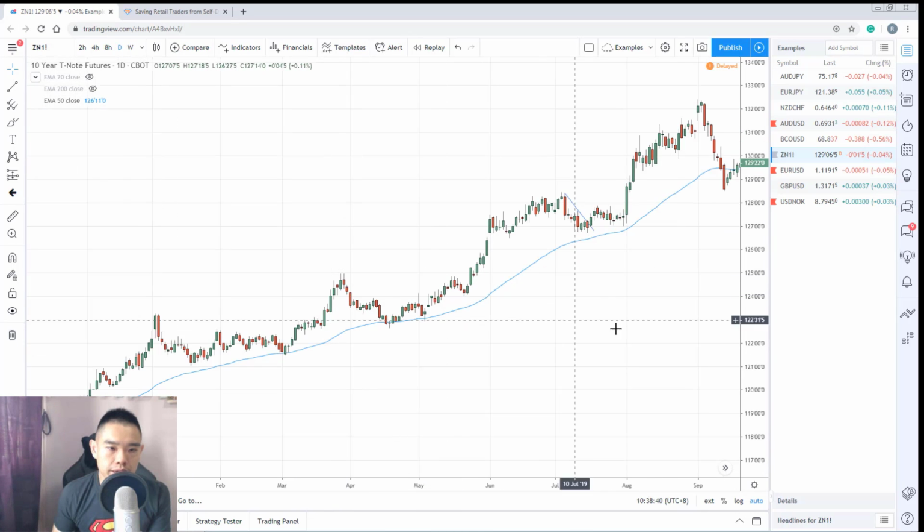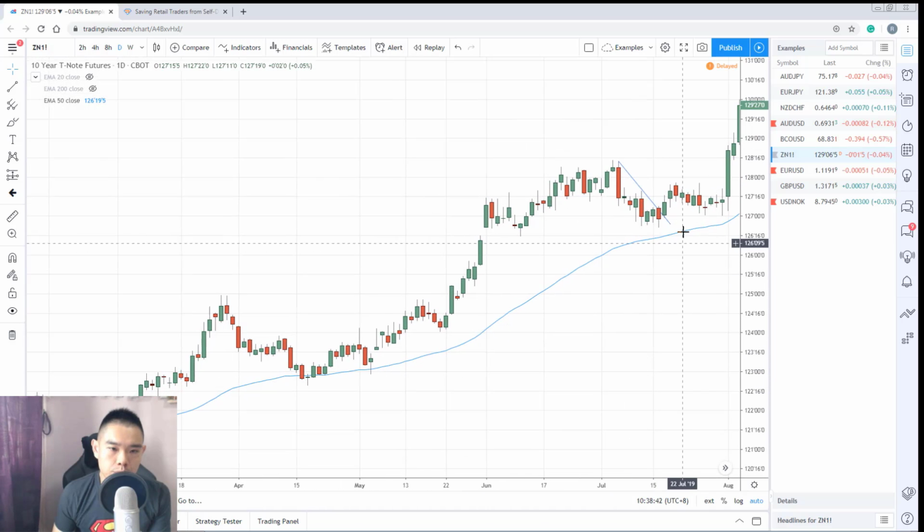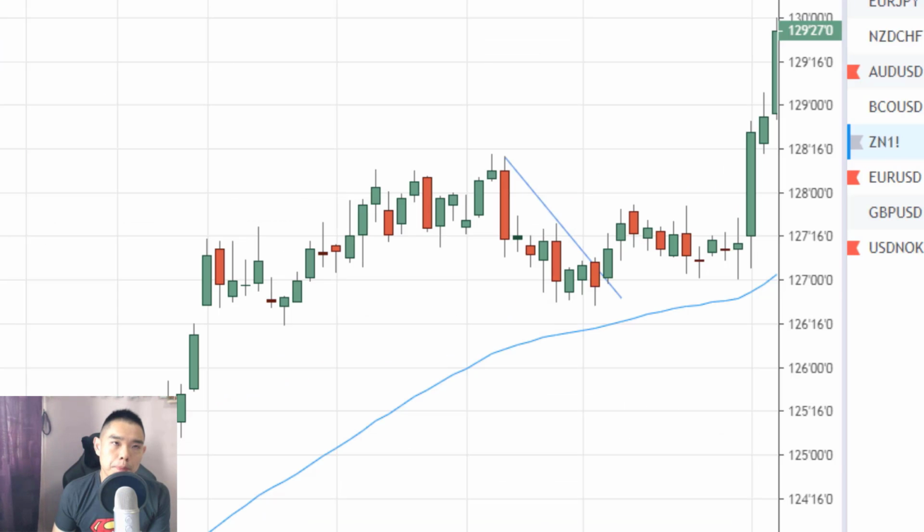What you'll do again is, over here, you can see the trend line that we have drawn earlier. You want to go long only when the price has broken and closed above the trend line. This is what I call the trend line break technique. When the price breaks and closes above the trend line, then you go long.